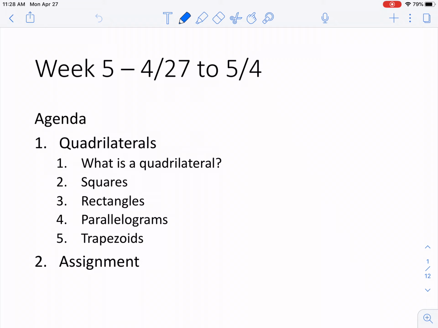And I did check and made sure that the microphone is actually recording today instead of me just writing on my iPad screen. So in this week's lesson, we're going to talk about quadrilaterals. And then there is an assignment that you're going to need to do with quadrilaterals. I have 12 slides according to the iPad, so we're going to go ahead and get started.